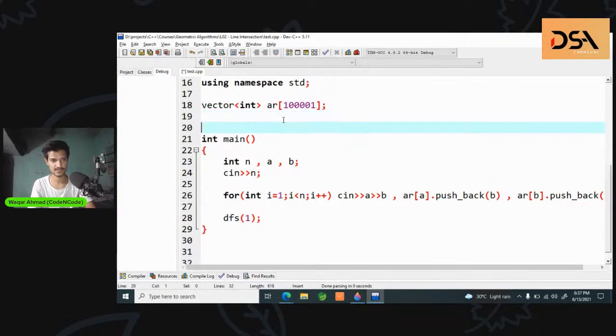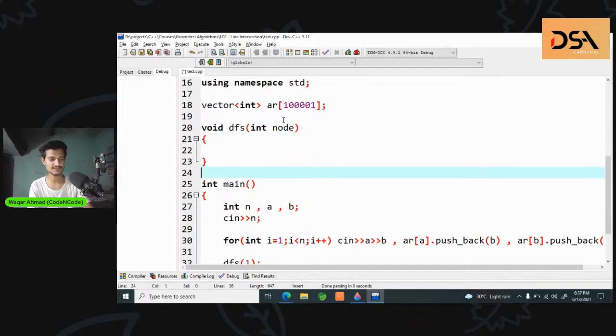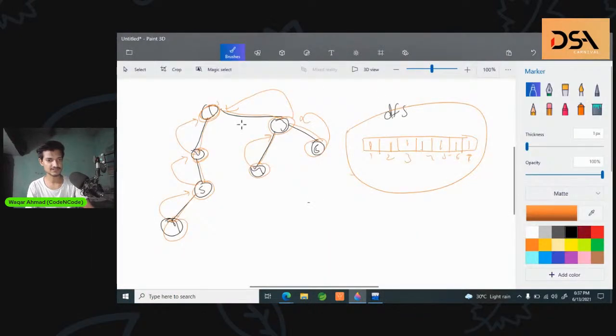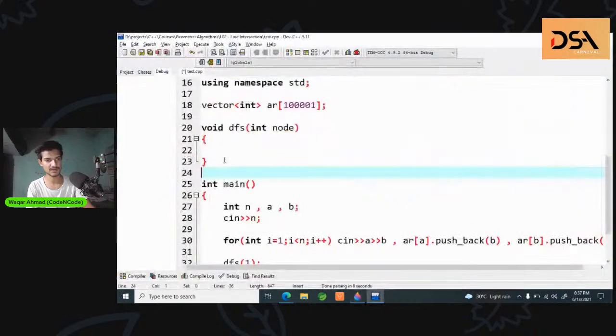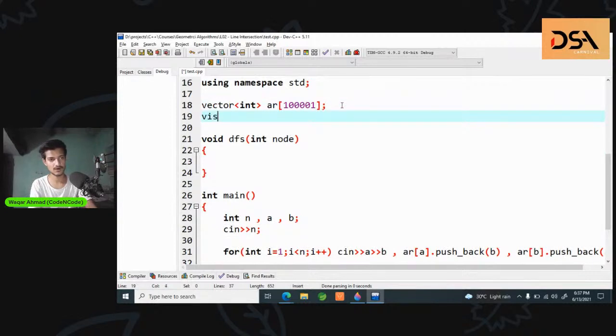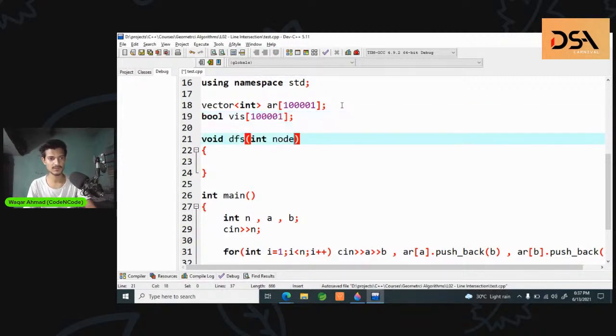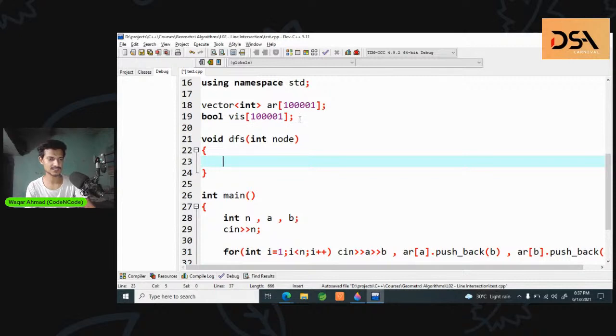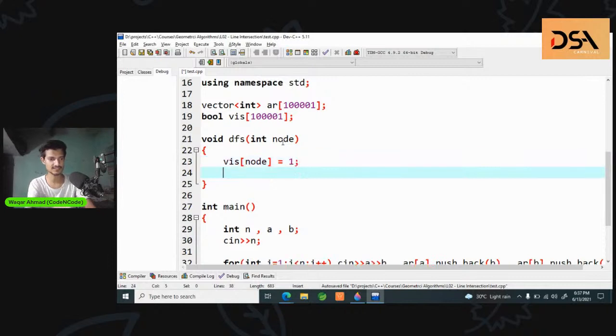Let's define DFS. This is the DFS function which will traverse this whole tree one by one, in the manner in which DFS is supposed to visit. So now we have a visited array of type bool. Since I'm declaring this globally, all of the values are initialized with zero, which means not visited. As soon as you reach a certain node, you mark it as visited. So that is exactly what we are doing here.